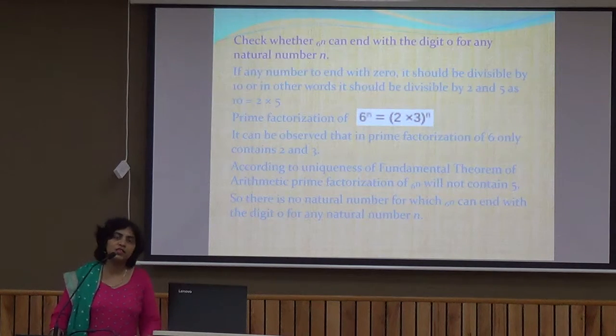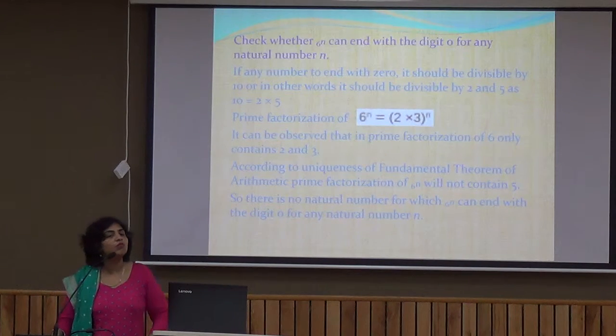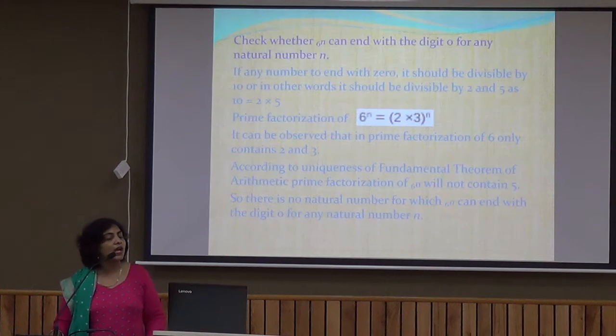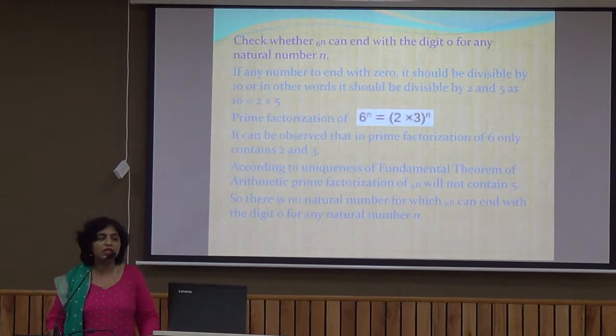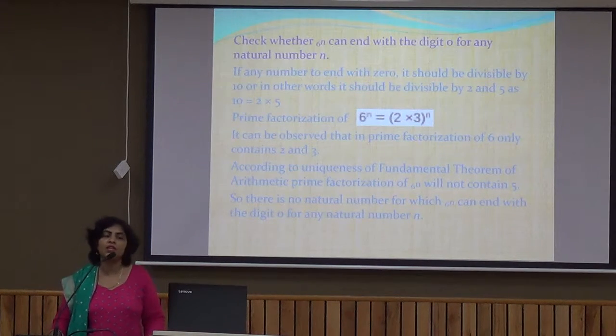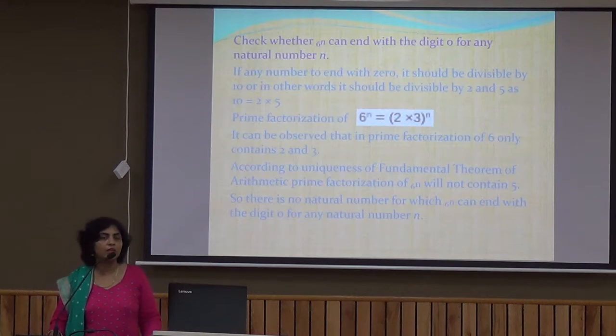Prime factors of 6 are only 2 and 3. We do not have 5 as a prime factor. And by the fundamental theorem, we cannot have any other prime factors of 6. So 6 raised to power n cannot end with 0 in any case. You may take any natural number n, but 6 raised to power n will never end with 0.